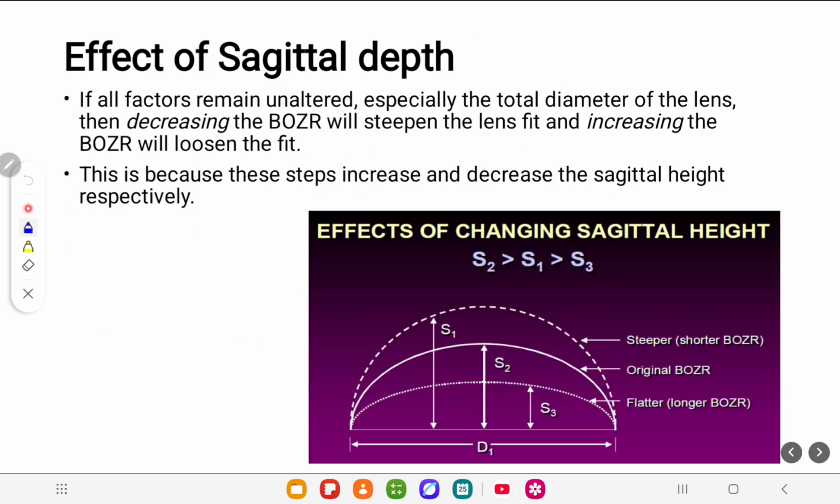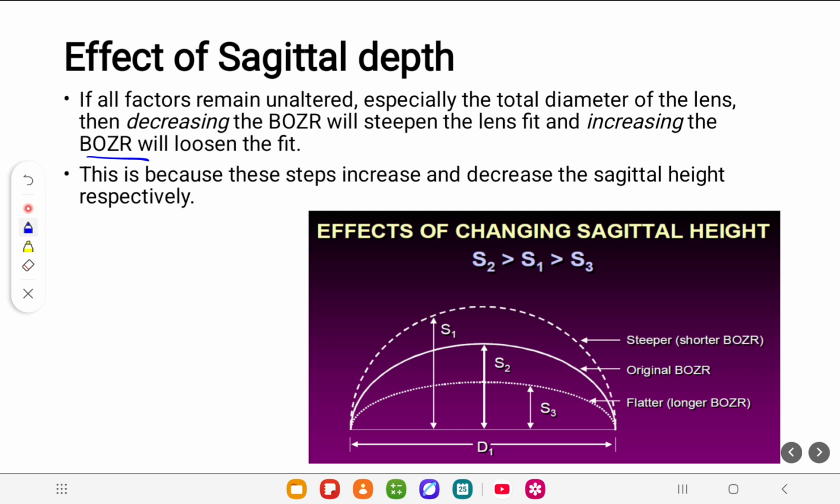So, the effect of sagittal depth, all factors remaining unaltered, especially the total diameter of the lens. Decreasing BOZR steepens the lens fit, and increasing BOZR loosens the lens fit. What do you mean by increasing the BOZR? It means sagittal height decreases. Yes, whenever sagittal height decreases, what happens? Fitting is loose. Whenever sagittal height increases, fitting is tight.